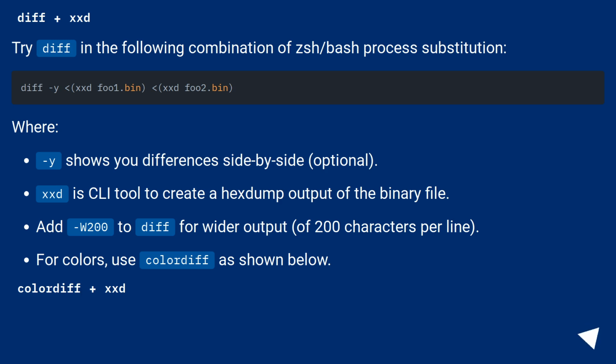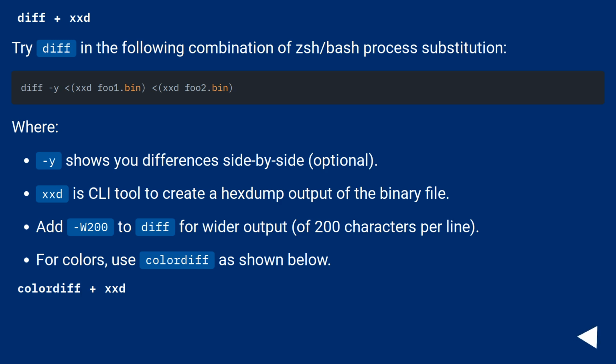Diff plus xxd. Try diff in the following combination with zsh/bash process substitution. Where -y shows you differences side by side. Optional: xxd is a CLI tool to create a hex dump output of the binary file. Add -W200 to diff for wider output of 200 characters per line. For colors, use colordiff as shown below.